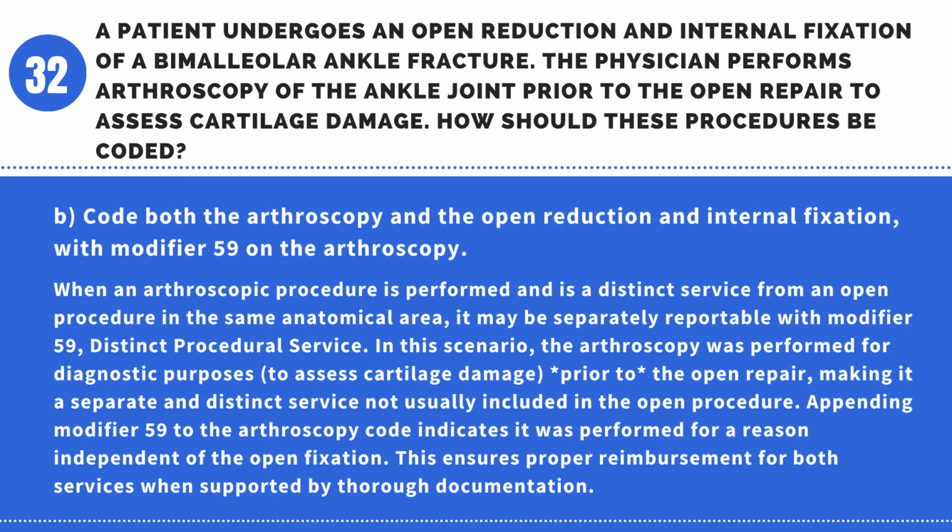Explanation. When an arthroscopic procedure is performed and is a distinct service from an open procedure in the same anatomical area, it may be separately reportable with modifier 59, distinct procedural service. In this scenario, the arthroscopy was performed for diagnostic purposes to assess cartilage damage prior to the open repair, making it a separate and distinct service not usually included in the open procedure. Appending modifier 59 to the arthroscopy code indicates it was performed for a reason independent of the open fixation. This ensures proper reimbursement for both services when supported by thorough documentation.